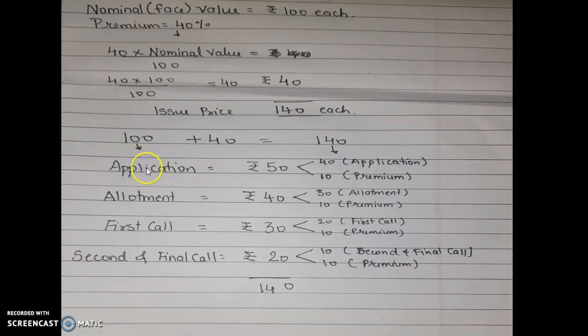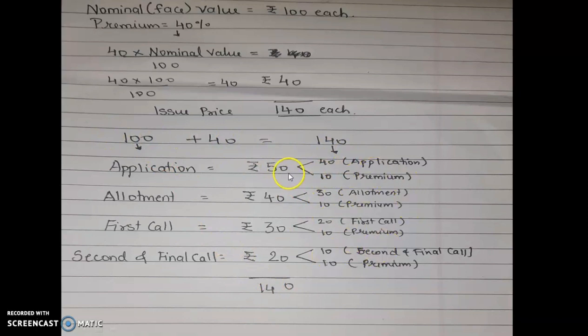Okay. So now the 100 rupees, how are you going to collect? That is from application 50 rupees, allotment 40 rupees, first call 30 rupees, and second and final call 20 rupees, making total 140 rupees. So it is not 100, it is actually 140 including the premium.